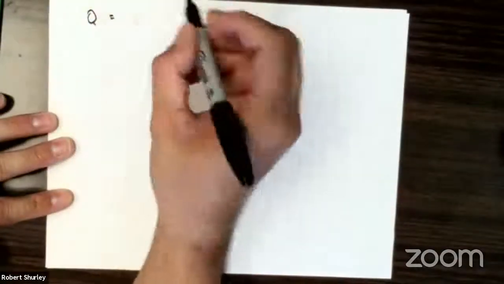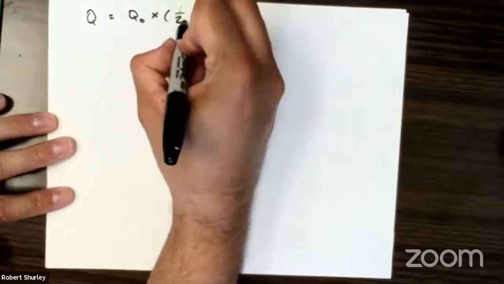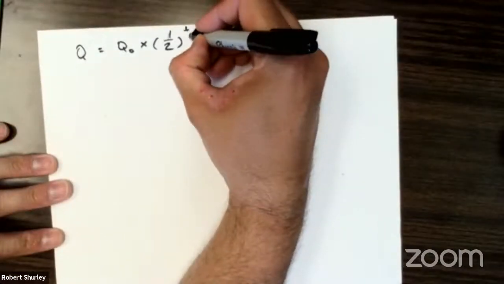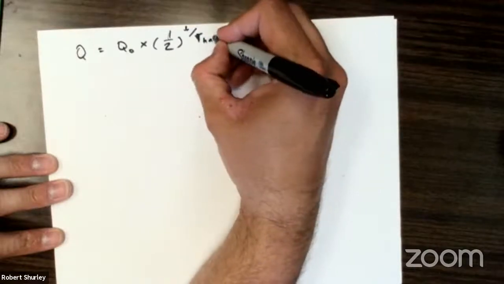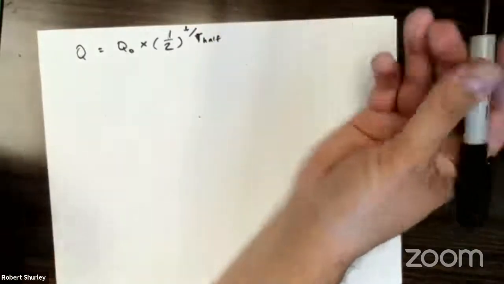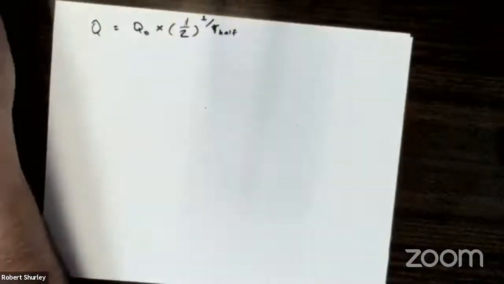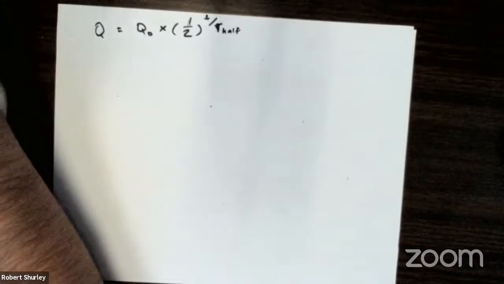So Q equals Q naught times 1/2 instead of 2 because we're halving it, right? Raised to the T over, now this is going to be the capital T, but for half-life. So the time it takes to halve the material or the money or whatever it is. Okay. So let's look at one of these.